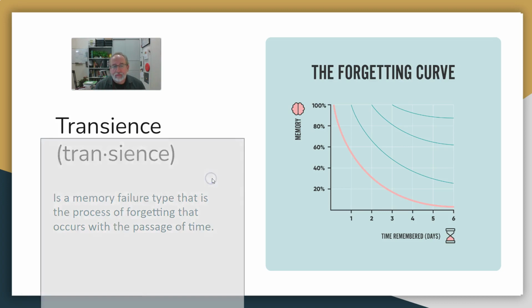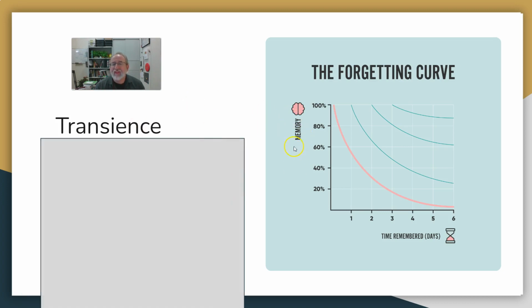Transience, you might, right now, we know exactly what I'm talking about, right? That's a memory failure that occurs over time, right? So you know exactly what I'm talking about because you just learned this information. But 6 days from now, you're going to have trouble recalling this.